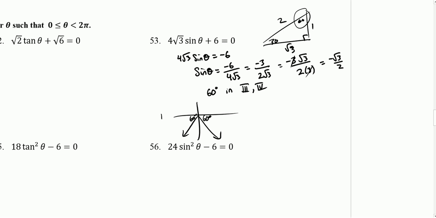And so this is 180. 180 plus 60 is 240. And this is 360. Subtract 60 and we get 300. So theta is 240 and 300.